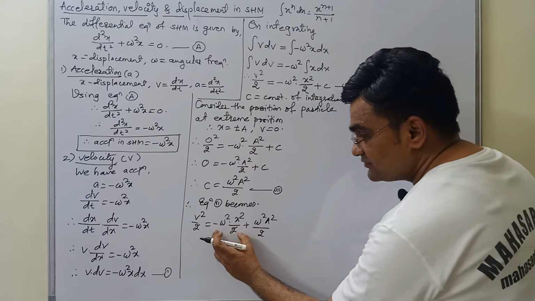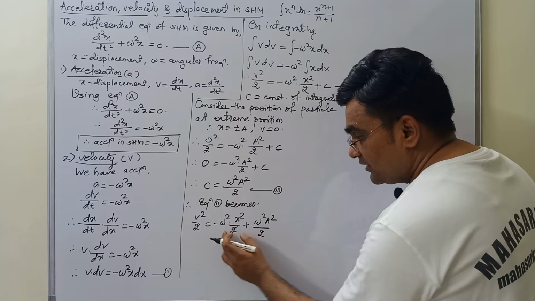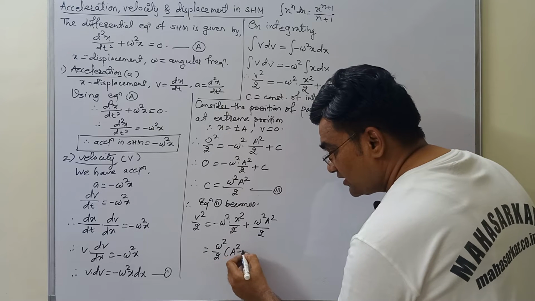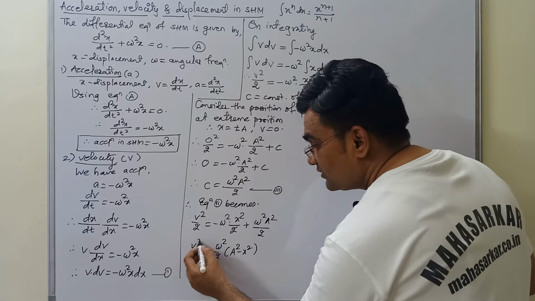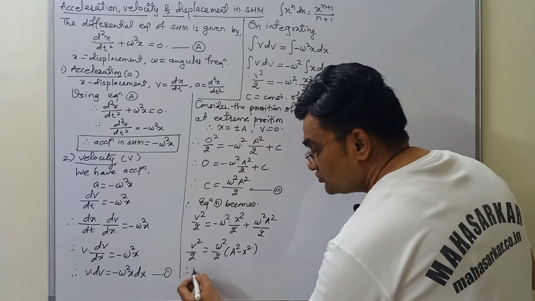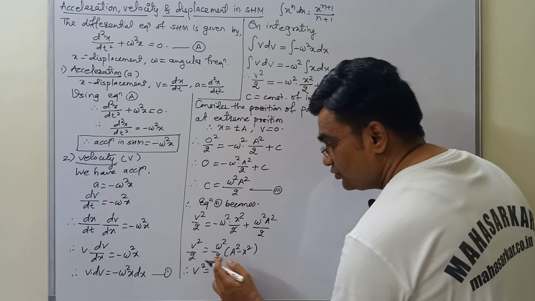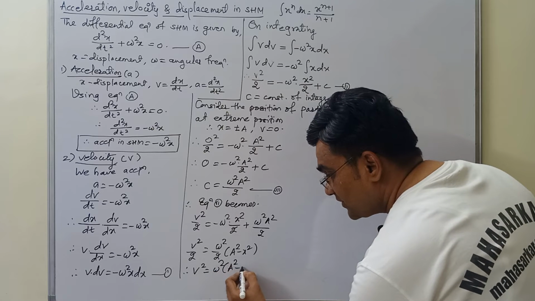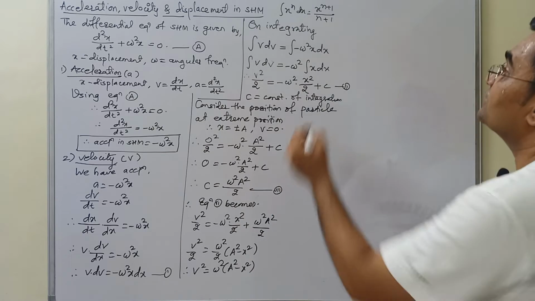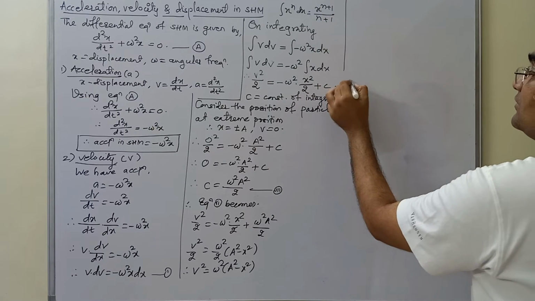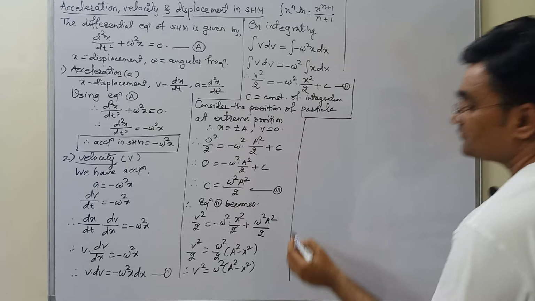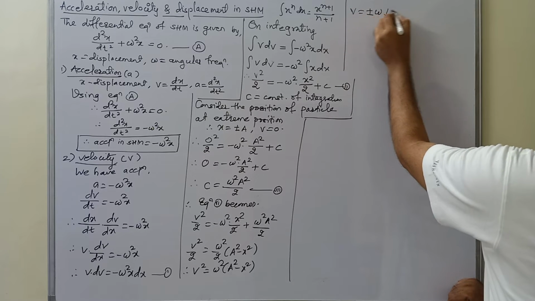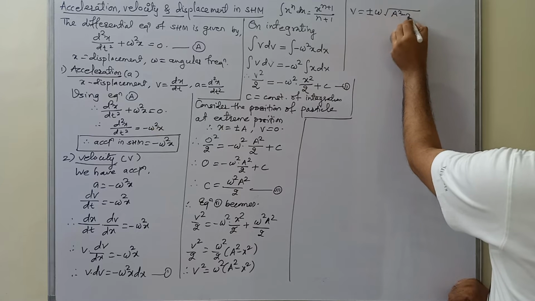See this plus term and this minus term. I am writing this term ahead and taking omega square by 2 common, which is A square minus x square in bracket, on this side v square by 2. So what is v square equal to? The 2 gets cancelled. It is omega square into A square minus x square. Taking square root on both sides, what are we going to get? v equal to plus or minus omega in root A square minus x square.